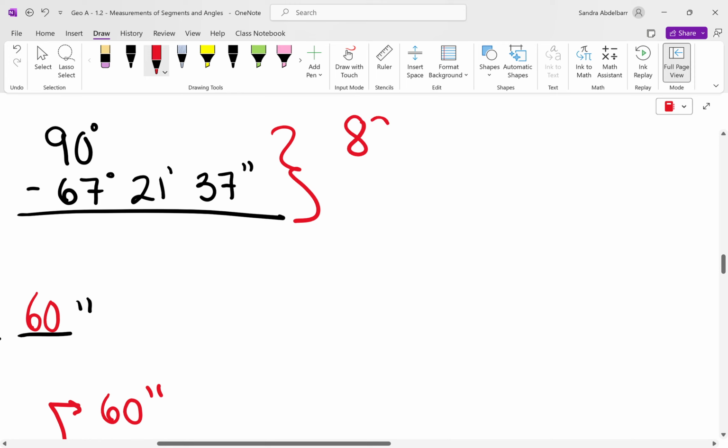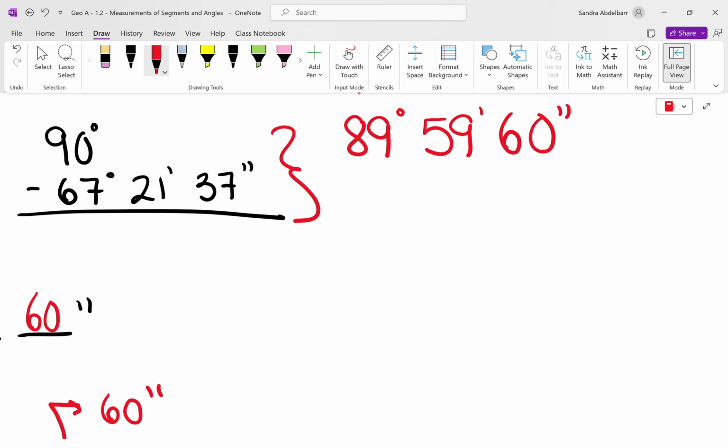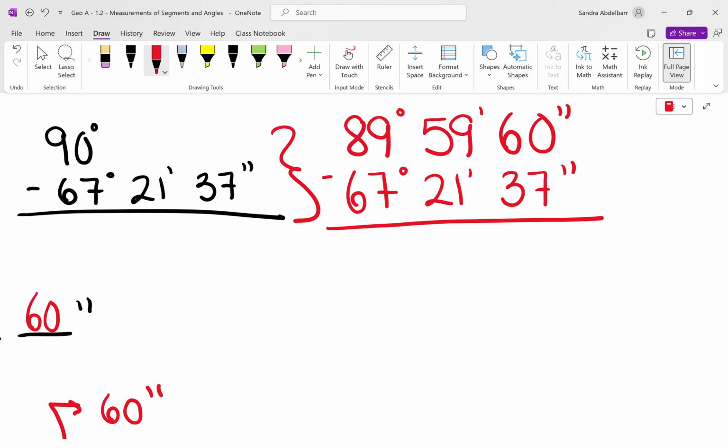Okay, so now back to our problem. We now have 89 degrees, 59 minutes, 60 seconds, and we're going to subtract from that 67 degrees, 21 minutes, and 37 seconds. And then we subtract. So I'm going 7. We can't take 7 away from 0, so I'll borrow here. This becomes a 5. This becomes a 10. 10 minus 7 is 3. 5 minus 3 is 2. So we get 23 seconds.